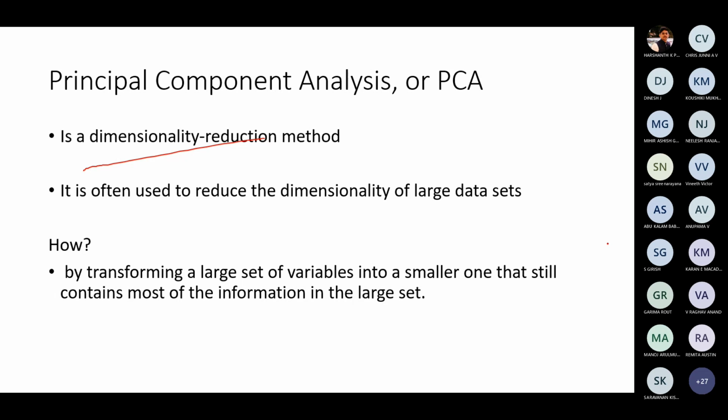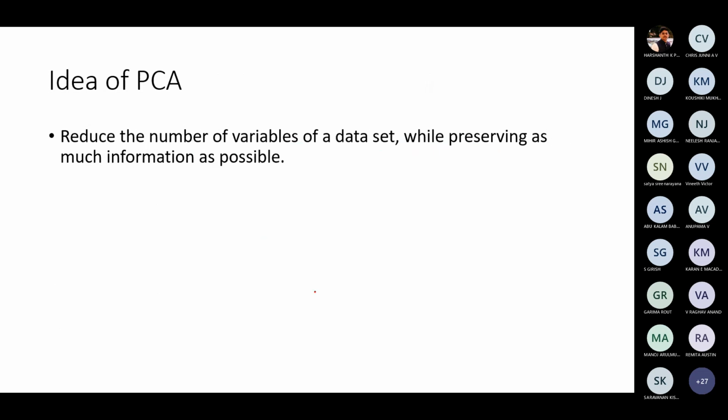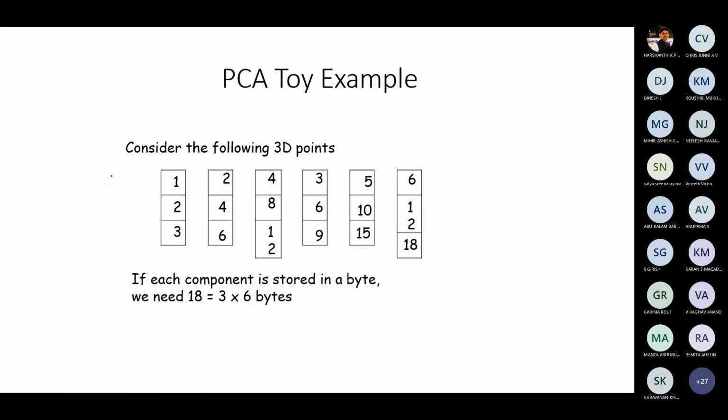So it is reducing the number of variables. Everything I have just told you, I have written: reduce the number of variables in the data set while preserving as much information as possible. Now students, let me give you an example, so you will have a clearer idea.